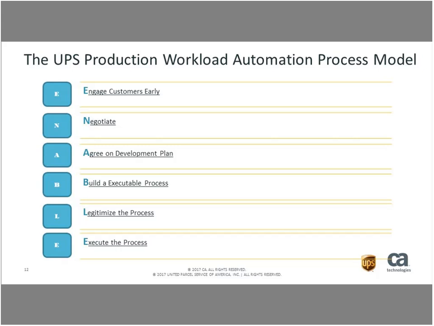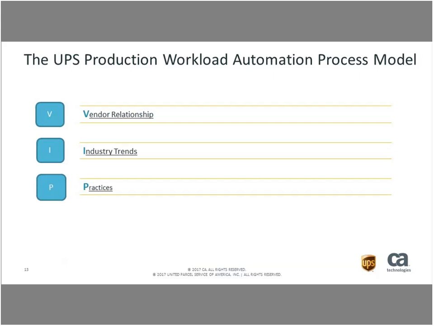Legitimize the process. That's validating the process. Make sure what we say we do, we do. And that's through sign-off and also testing and validation. And finally, we execute the process. After you engage, after you negotiate, after you agree and build and legitimize, now you're ready to move. Take the plan to action when you execute the process. It's an aggressive stance, but if you take it, you'll affect change in your organization. It's worked for us, and it continues to work for us.